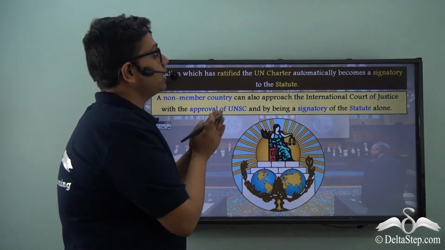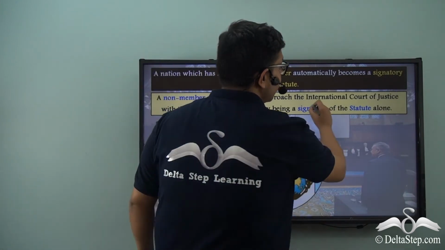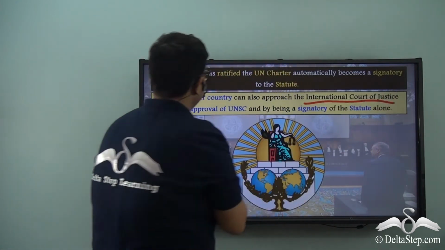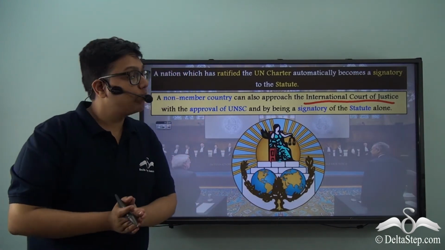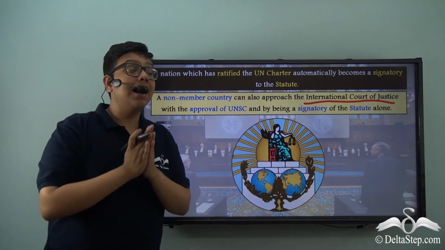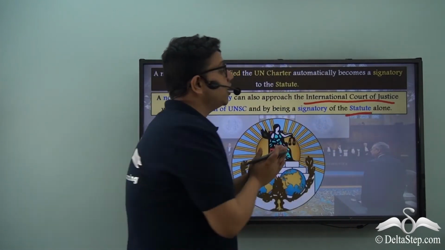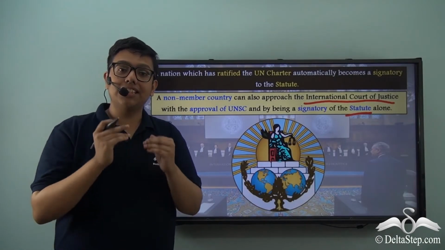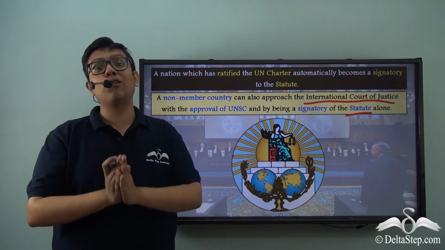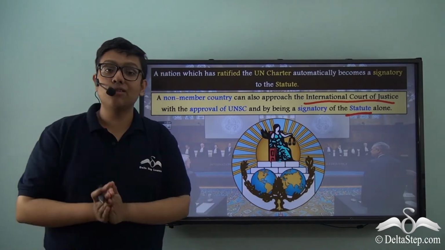Now, a country which is outside the United Nations system can also approach the International Court of Justice by getting the approval of the United Nations Security Council or by simply being a signatory of the statute alone. It does not need to ratify or sign the UN Charter. As long as this country has at least signed the Statute of the International Court of Justice, that is enough ground for this country to approach the International Court of Justice.